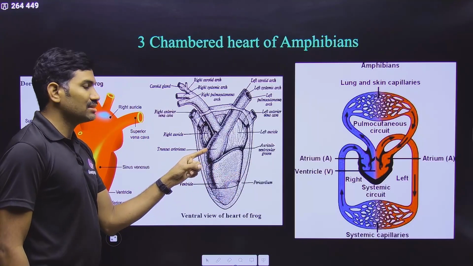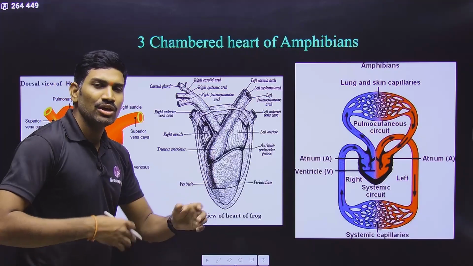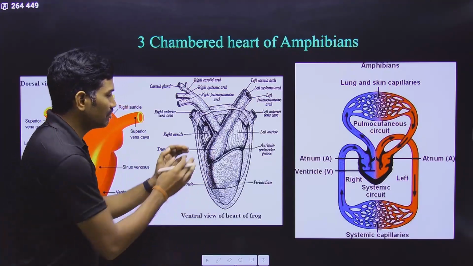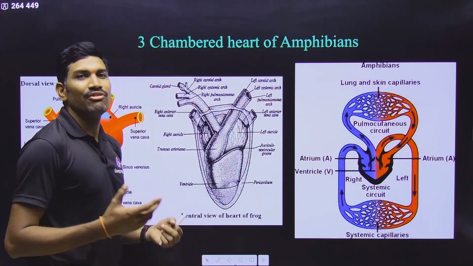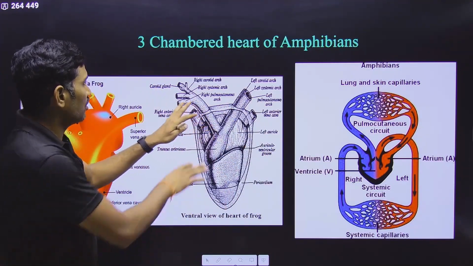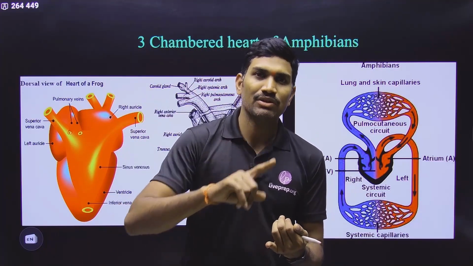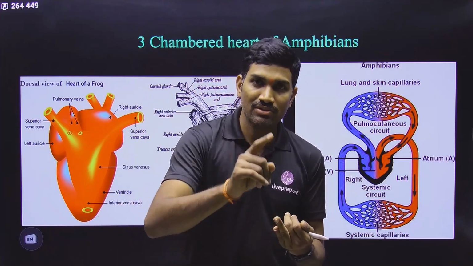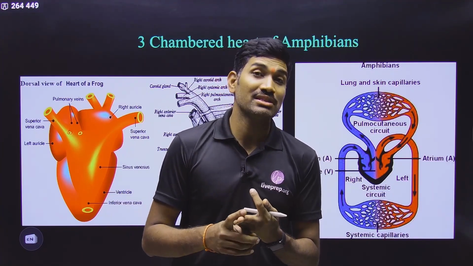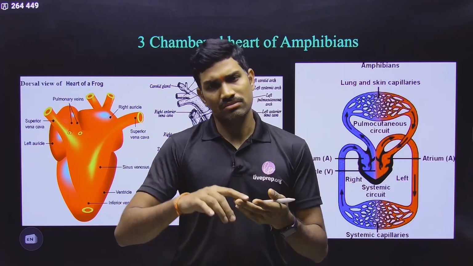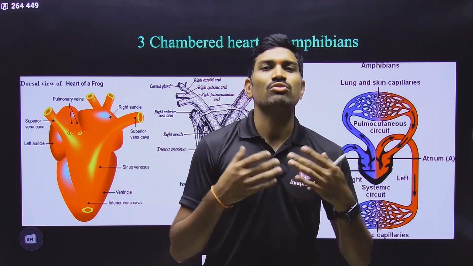From the ventricle, this truncus arteriosus is coming. And what is it having? It is having the mixed blood. Both oxygenated and deoxygenated are mixed. And now if you see this, it is having the branches. And where are they going? Overall, these branches send blood to the lungs for oxygenation, to the skin for oxygenation, and to the buccopharyngeal epithelium for oxygenation. And not only this, the same blood is sent to the body parts also.